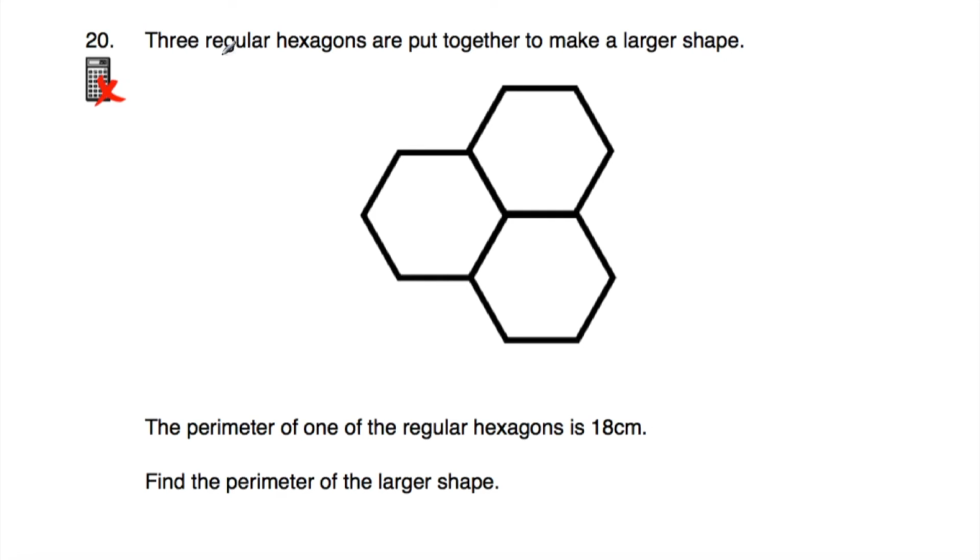So question number 20 says, 3 regular hexagons are put together to make a larger shape. So we've got this regular hexagon here, another regular hexagon, another regular hexagon.